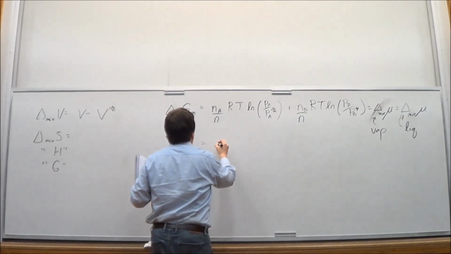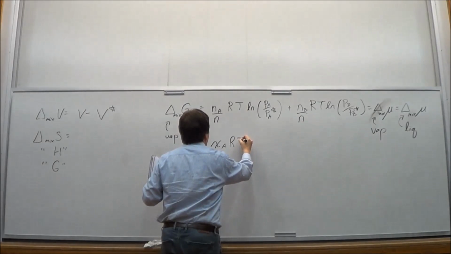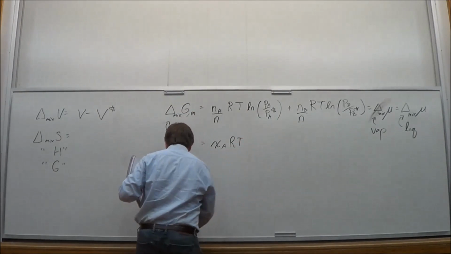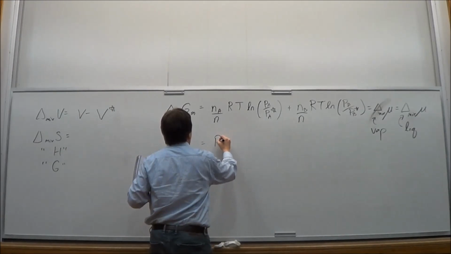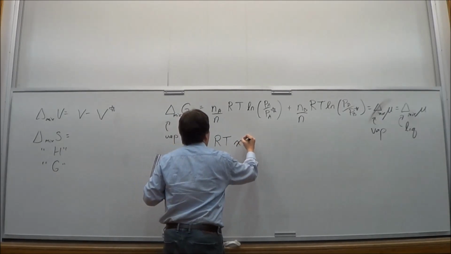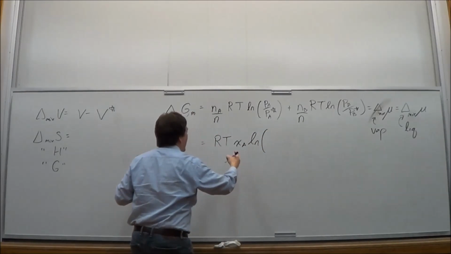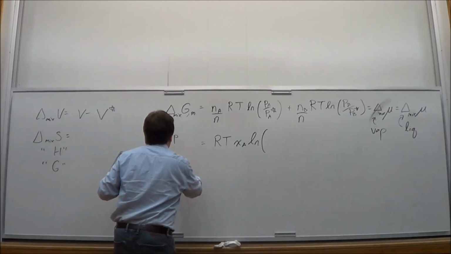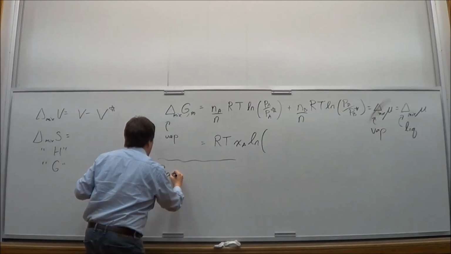So let me point out that chi A RT, chi ln... okay, now here's an aside. This is called Raoult's law.